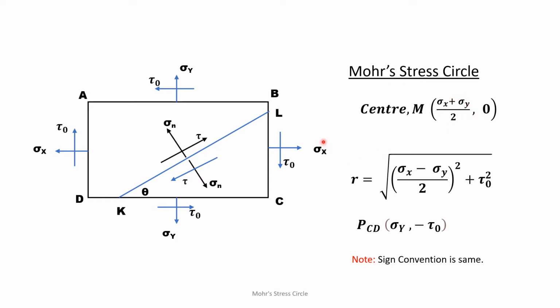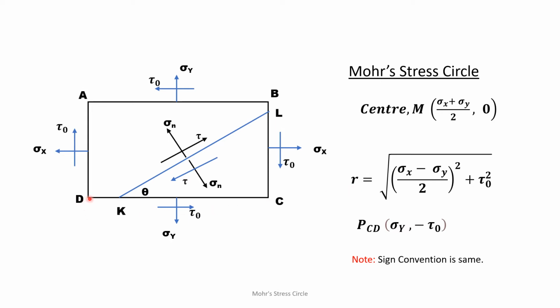Say sigma x is positive 100 and sigma y is positive 50. So it will be 100 plus 50 by 2, that is 75, 0. So for that case the center will be 75, 0. And the radius, say the shear stress is 50: 100 minus 50 by 2 whole square plus 50 square. We can solve and find out the radius. The sign convention is the same as discussed.